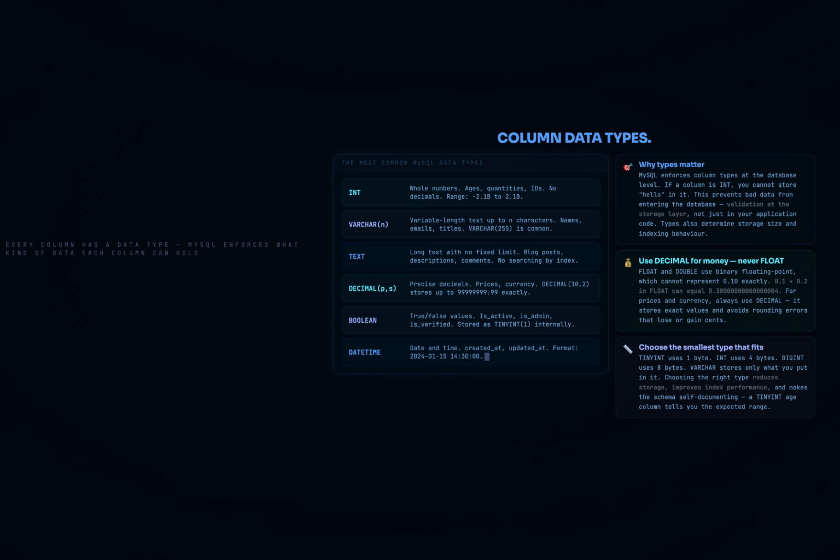Boolean stores true or false: is active, is admin, is verified. Datetime stores date and time: created at, updated at. The discipline of choosing the right type for each column reduces storage, improves index performance, and makes the schema self-documenting. A tiny int age column tells the next developer exactly what range to expect.